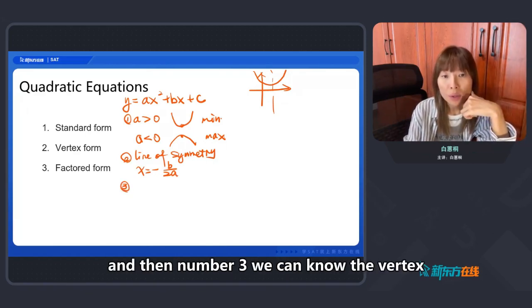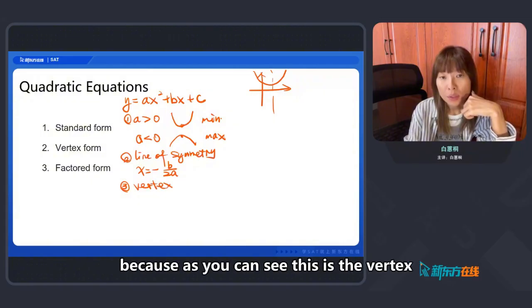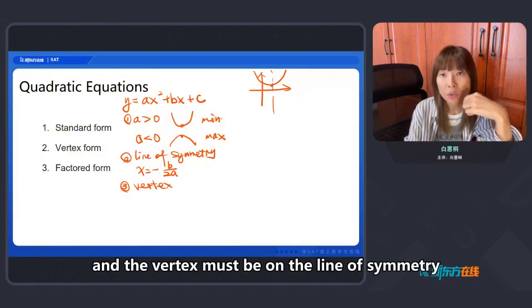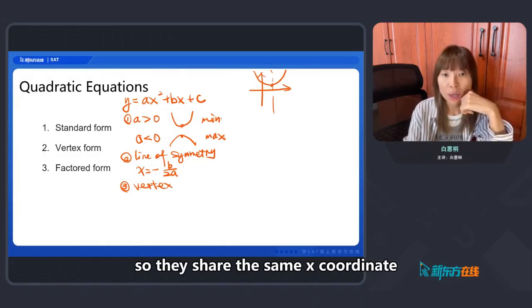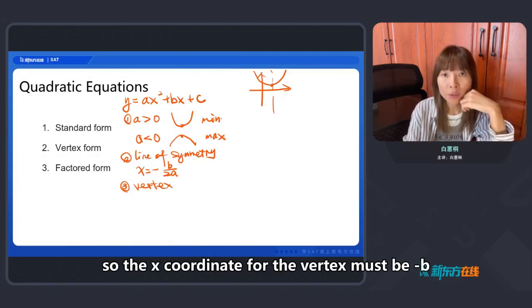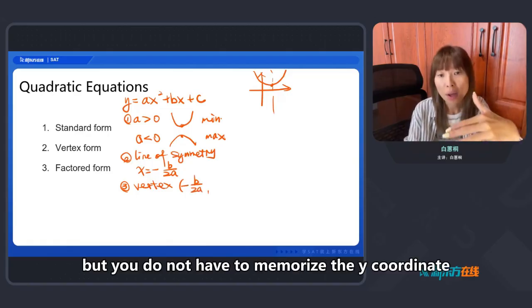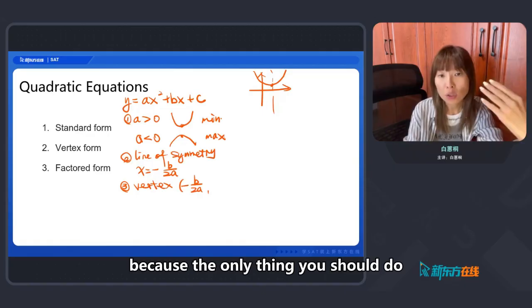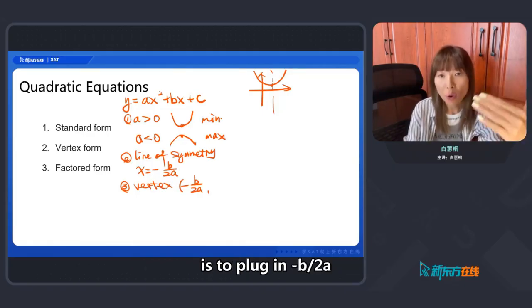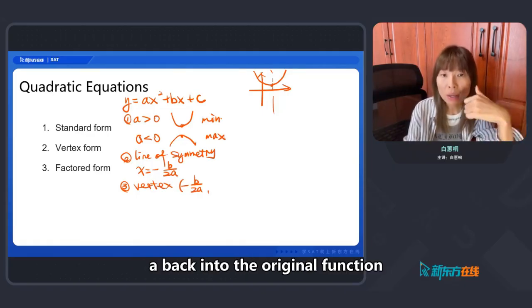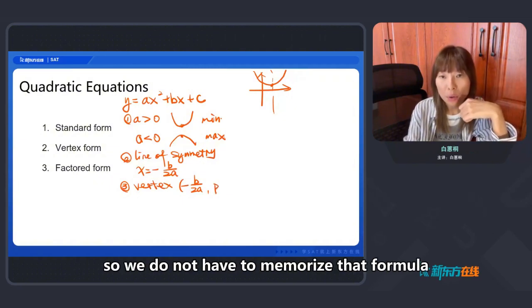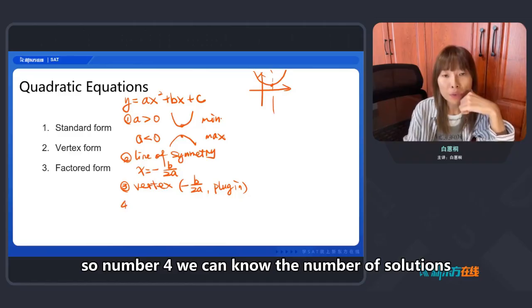And then number 3, we can know the vertex. As you can see, this is the vertex, and the vertex must be on the line of symmetry, so they share the same x-coordinate. The x-coordinate of the vertex must be negative b over 2a. But you do not have to memorize the y-coordinate of the vertex, because you just plug negative b over 2a back into the original function, and that gives the y-coordinate. So we do not have to memorize that formula. Okay. So number 4, we can know the number of solutions.